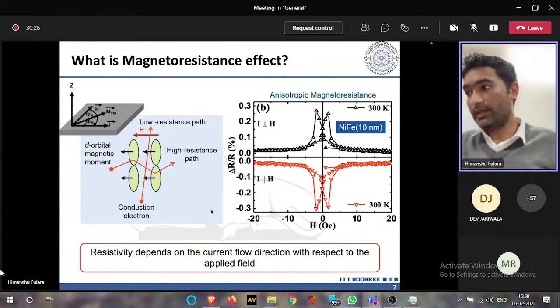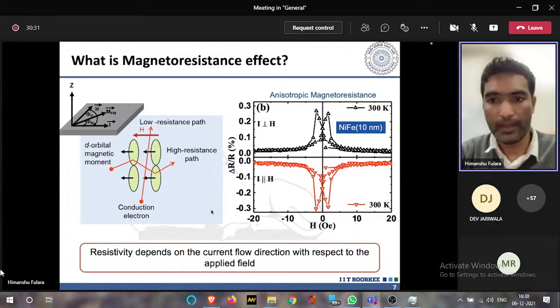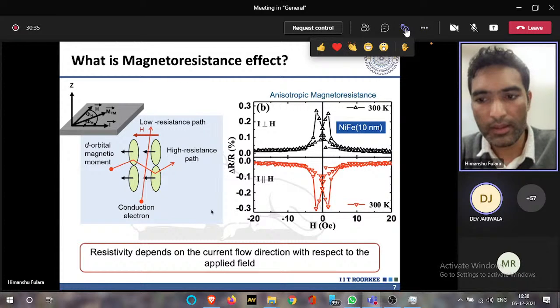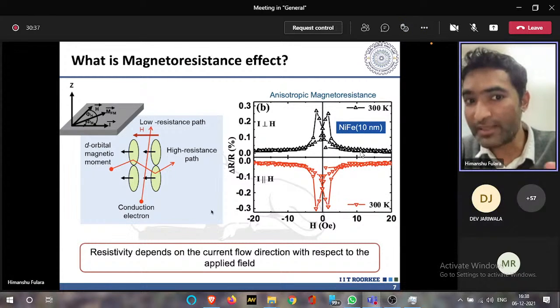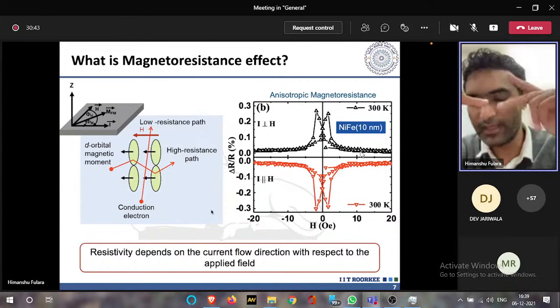Yes, sir. Yeah, and the other thing, do you know about Hall effect? Yes, sir. So this experiment is quite similar to Hall effect. The only difference between this experiment and the Hall effect is, in Hall effect, current, voltage, and magnetic field all are perpendicular to each other.